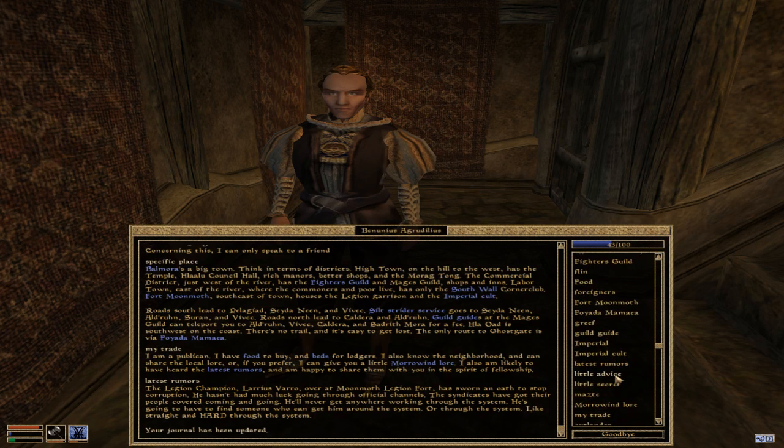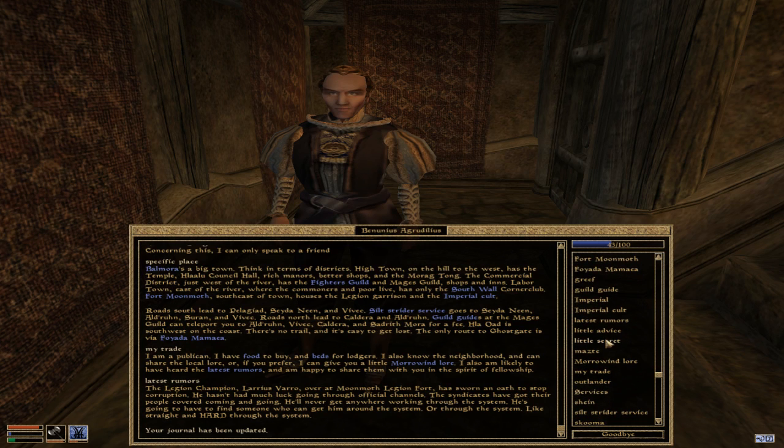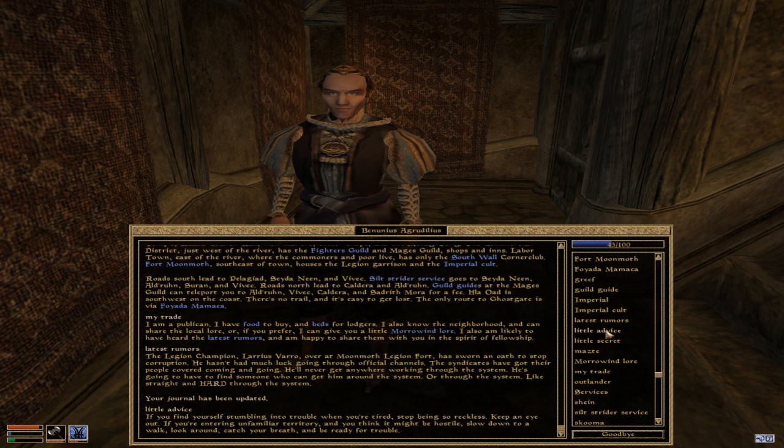If you find yourself stumbling into trouble when you are tired, stop being reckless. Keep an eye out. If you are entering unfamiliar territory and you think it might be hostile, slow down to a walk. Look around, catch your breath, and get ready for trouble.